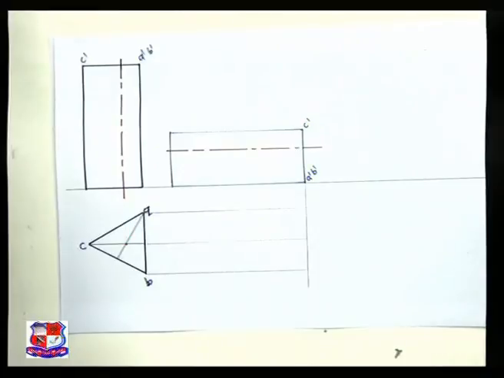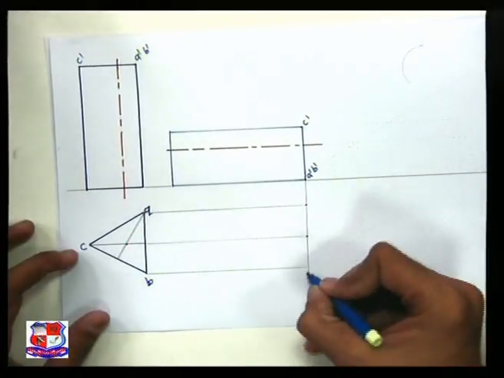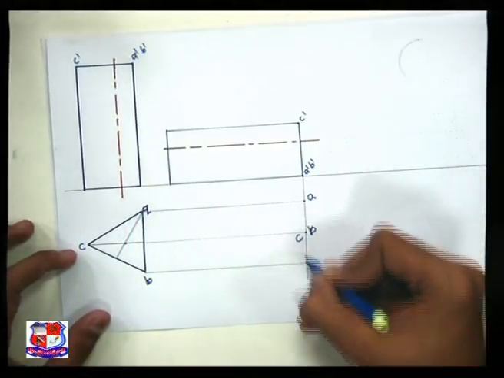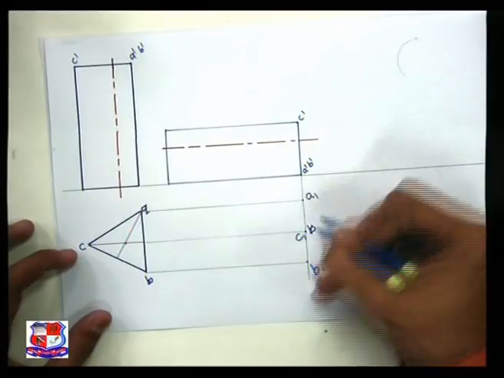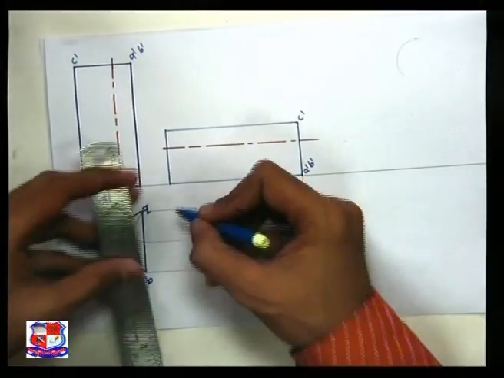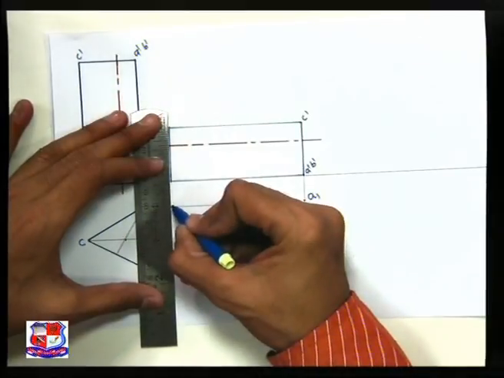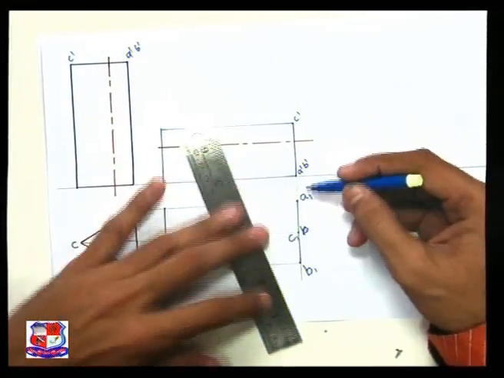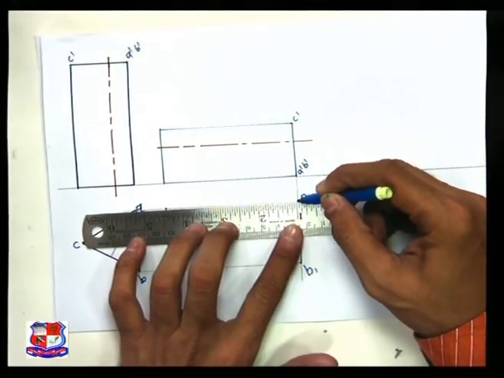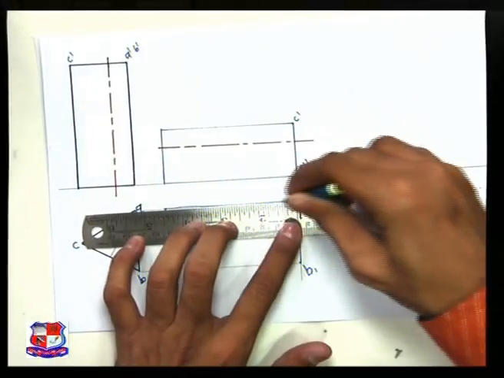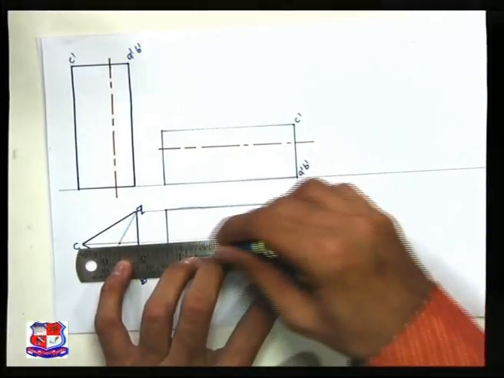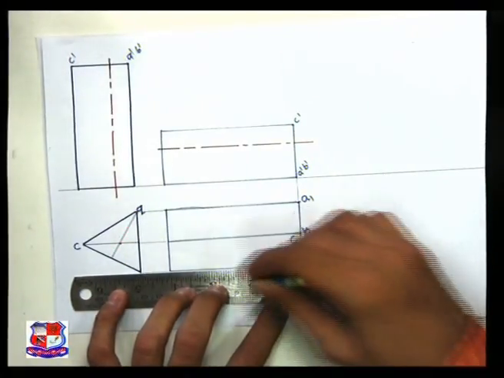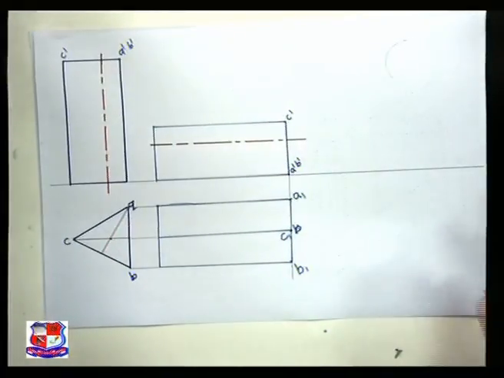So we have located 3 points, A, B and C. A point would be here, B point here, C point would be there. A1, B1 and C1. Similarly, here also we can draw projection lines and locate 3 points accordingly. So this is the top view. Join all these points with straight lines. And this is the top view of the given solid if it is resting on its rectangular face.